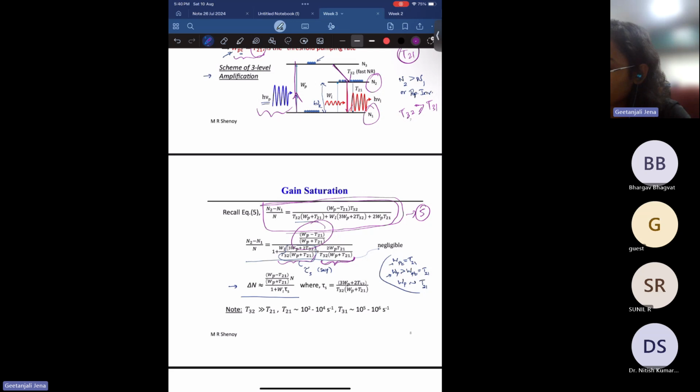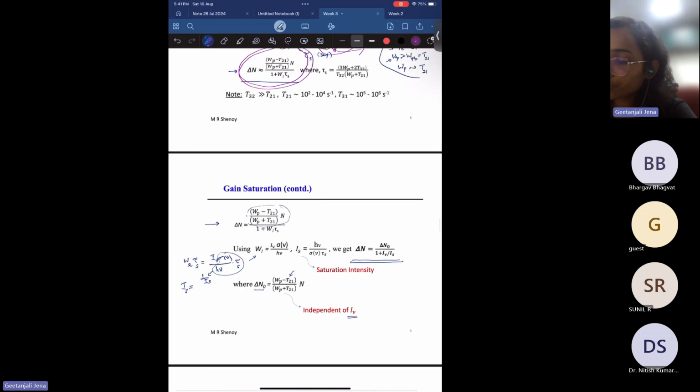If you see this third term, this has T21 in the numerator and T32 in the denominator. T21 is a negligible value because T32 is much greater than T21. So this value is negligible compared to the first term. That's why we neglected the second and third terms. If you neglect them, you get an expression like this. From this, you just need to put the value of omega L, and other than I nu, you represent the other constants as Is. So you can get this expression: delta n is delta n0 over 1 plus I nu by Is. Okay. And delta n0 is this value.